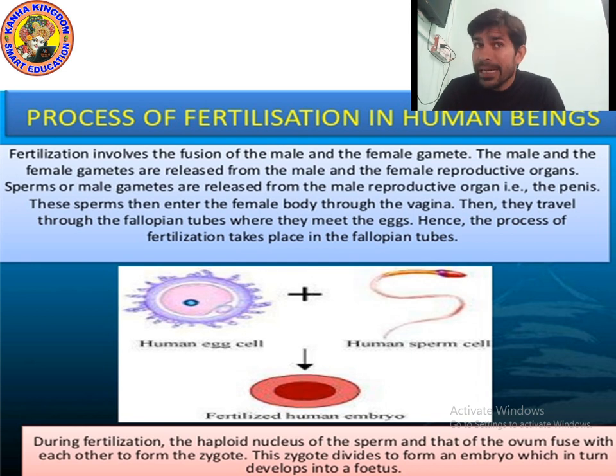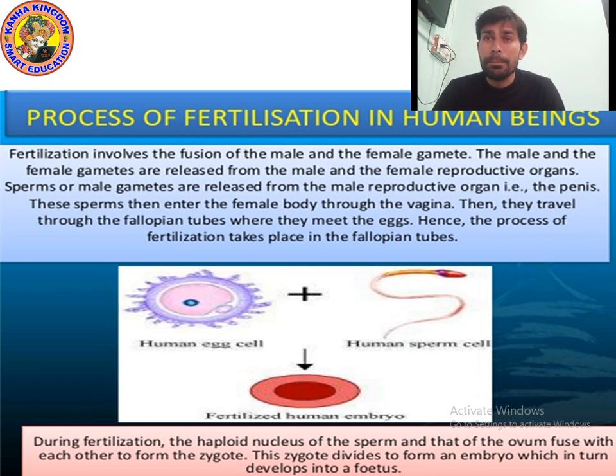The male and female gametes are released from the male and female reproductive organs. Which gamete does the male reproductive organ release? The male gamete, or male cell. Which gamete does the female reproductive organ release? The female gamete, or female cell. Sperms, or male gametes, are released from different organs.